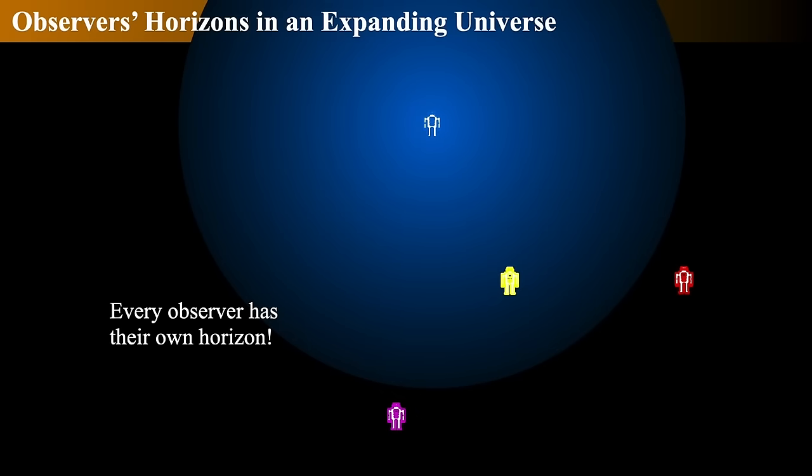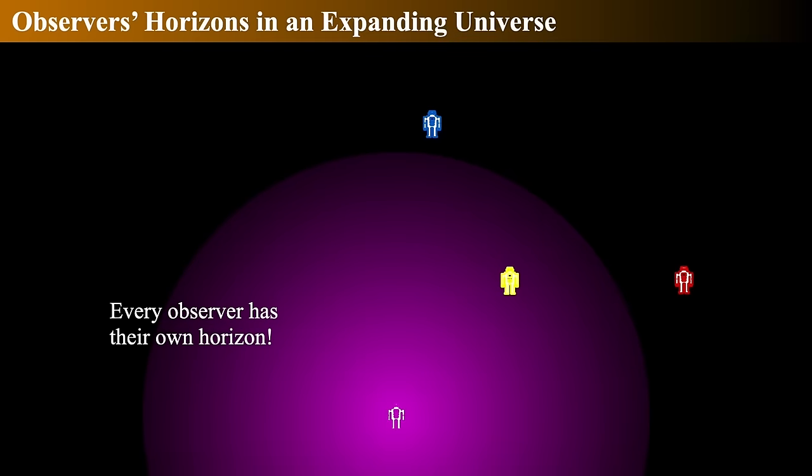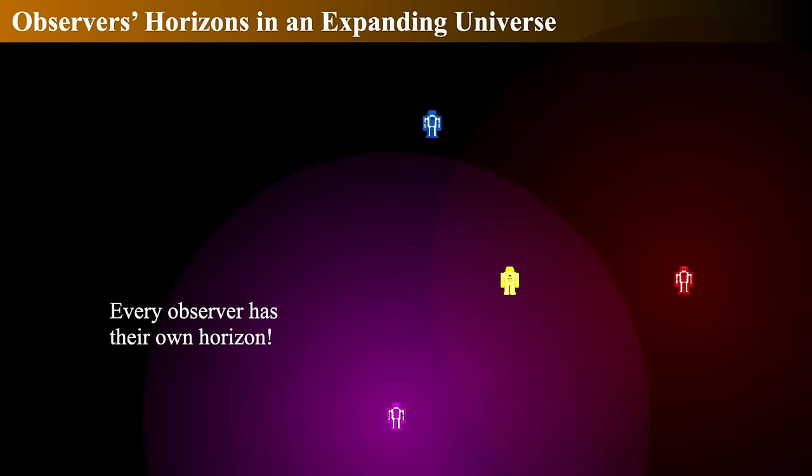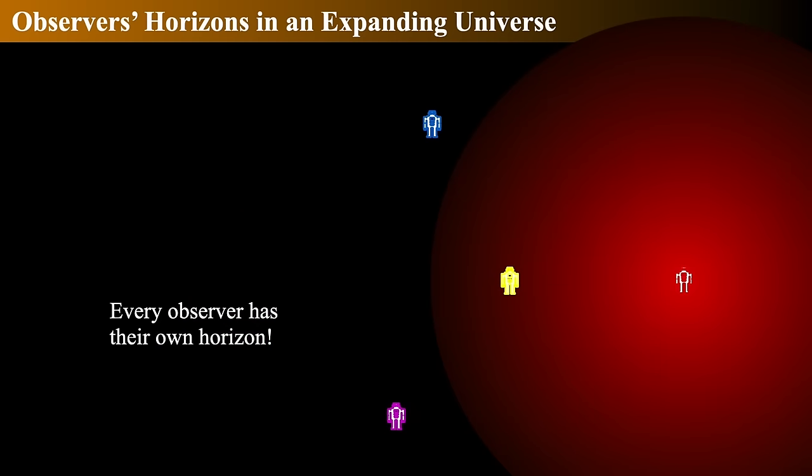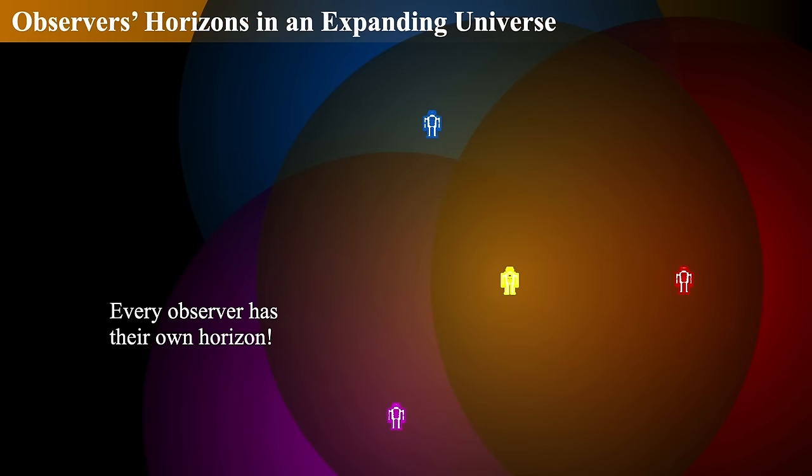Notice for the blue observer that the red and purple robots are outside of their view. They do exist, they're just outside of his view. Likewise, with the purple robot, only yellow is inside, and finally, only the yellow is inside the red. So all of these outer far robot observers are very far away from each other, far enough that they're outside of each other's horizons. They don't mix. So we have a series of horizons that are all stacked up on top of each other. And none of them is the end.